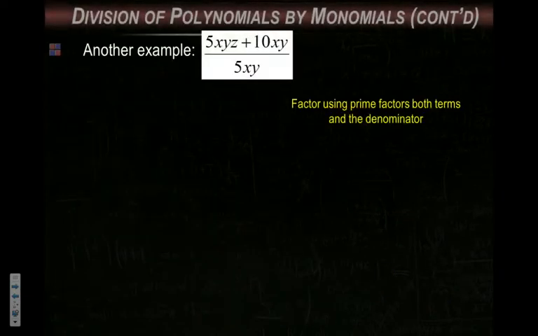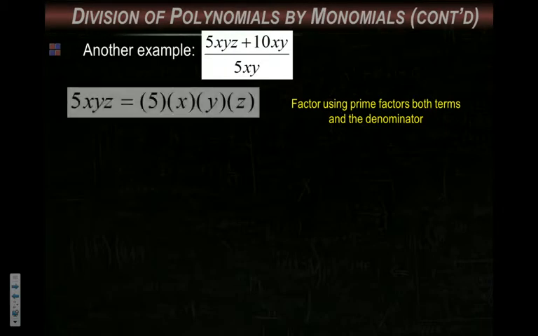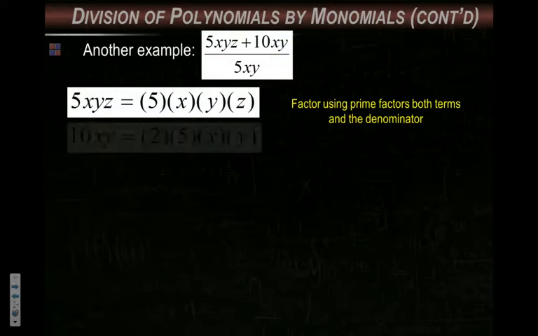But let's just try another one of these. Okay, so here I got 3 variables. 5xyz plus 10xy divided by 5xy. Okay, let's start dissecting this. 5xyz is really the prime number 5 times x times y times z. 10xy, before I put it up, what would that be? What is the prime factors of 10? 2 and 5. And what about the variables? X and y. You guys got it.